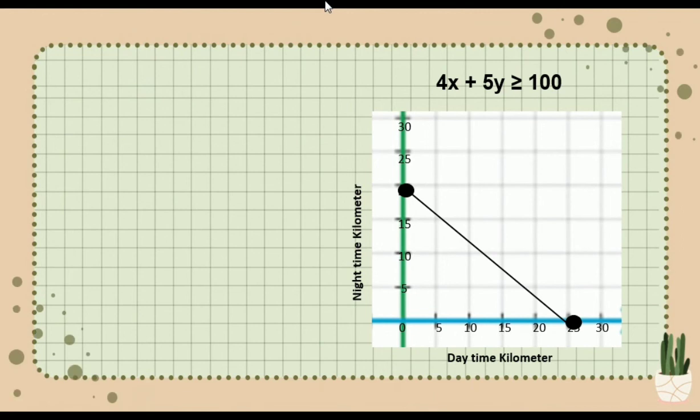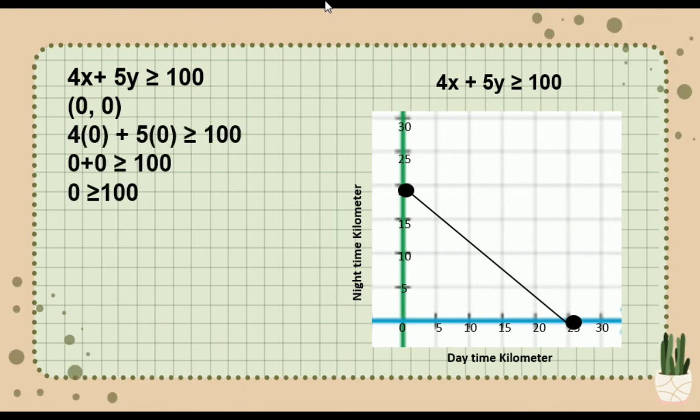So for the third step, we need to make use of the original inequality, which is 4x plus 5y greater than or equal to 100. And after that, we need to pick a test point, which is the (0, 0), or the origin. We are just going to substitute these coordinates to the variables x and y. So we will have now 4 times 0 because x is equal to 0, plus 5 times 0 because y is also equal to 0, greater than or equal to 100. 4 times 0 is equal to 0, plus 5 times 0 is also equal to 0, and if we add it up, 0 plus 0 is equal to 0.